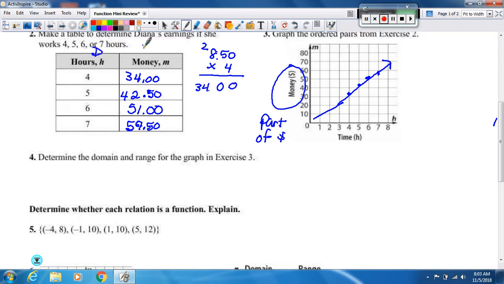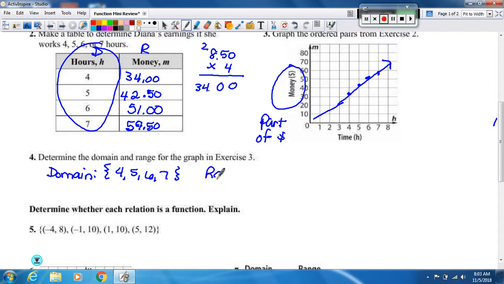Okay. When you're talking about domain and range, you got to think about going to the doctor. So the domain is all the first values. This is a set of numbers that should be kept together, so you need brackets. 4, 5, 6, and 7. And the range is the second set of numbers. Again, you need brackets to keep them together. So $34, $42.50, $51, and $59.50.